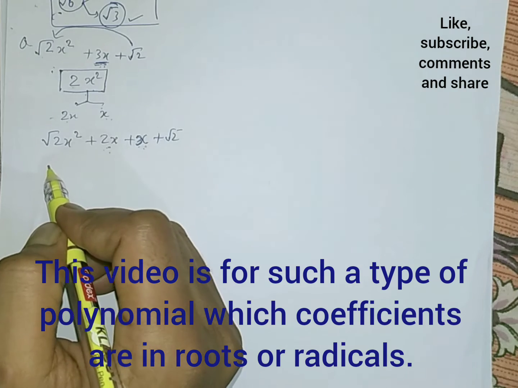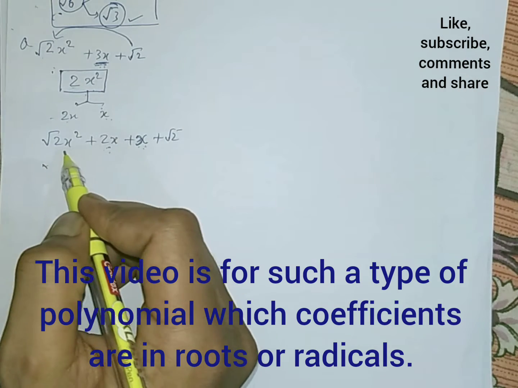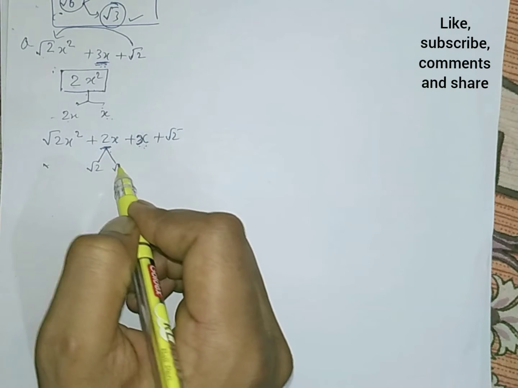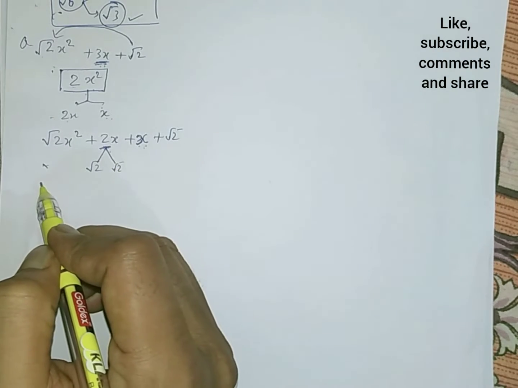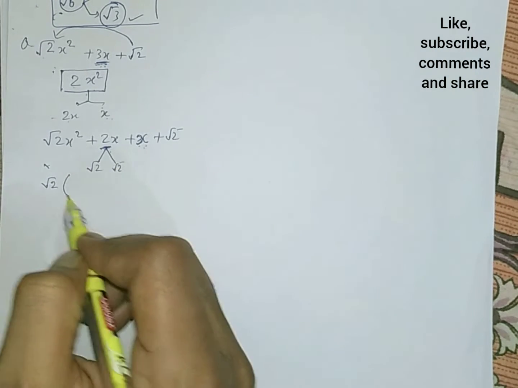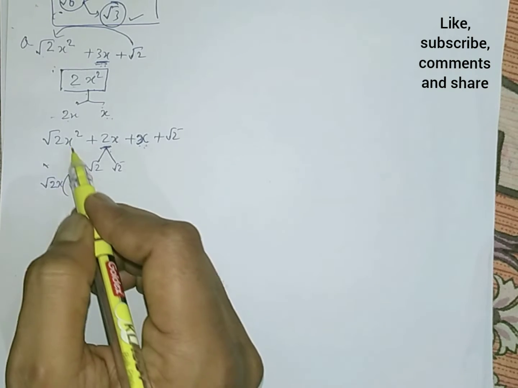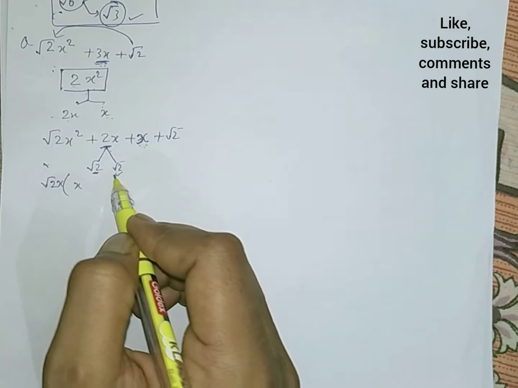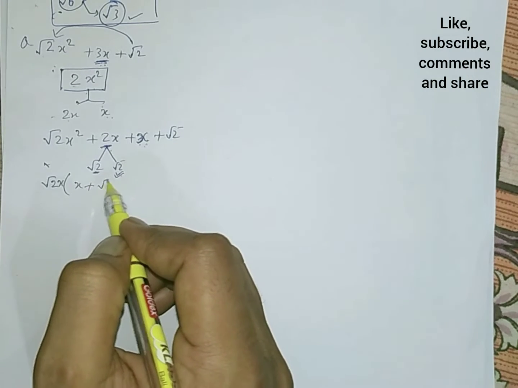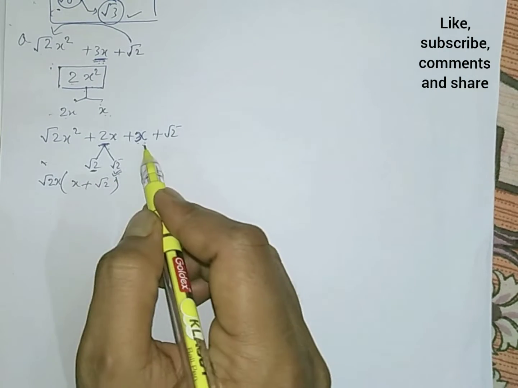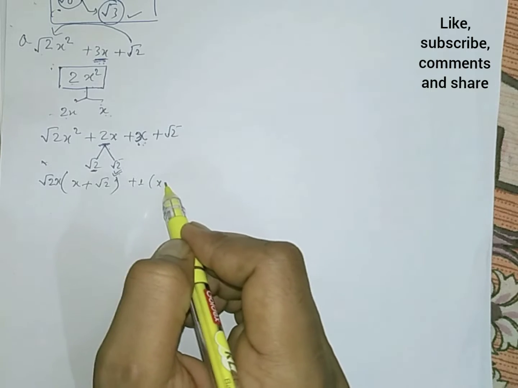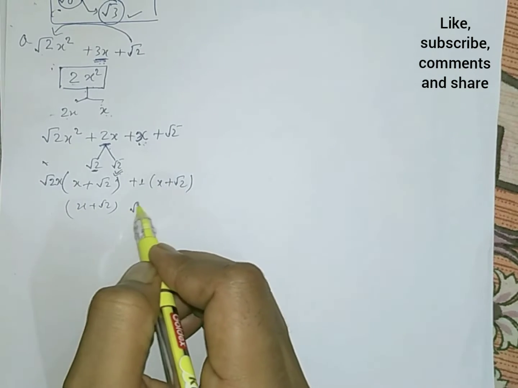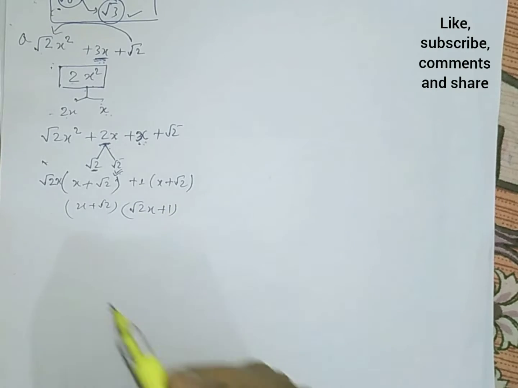Now start, take common. You can write 2 in the form of root 2 into root 2, yes. So take out root 2 as common and also x. Here the rest will be only x, and when you take out root 2, the rest will be root 2. So write plus root 2. Now take out plus 1, so the rest will be x plus root 2. So the factors are x plus root 2 and root 2x plus 1.